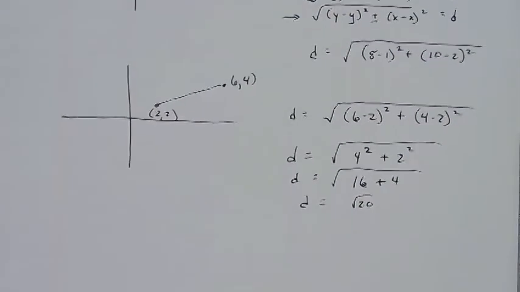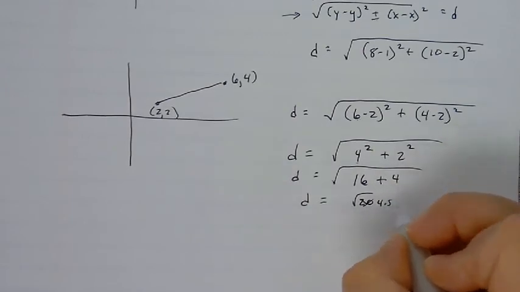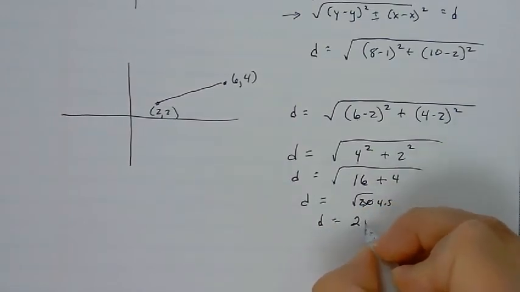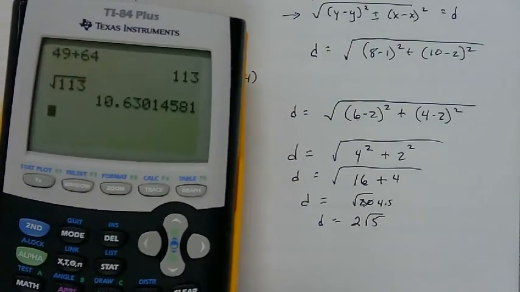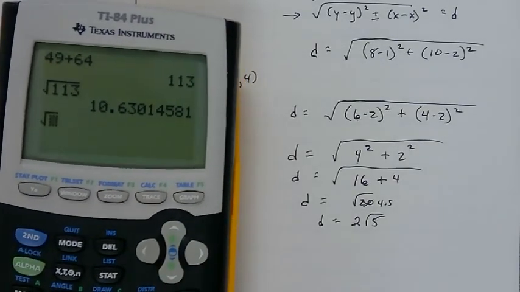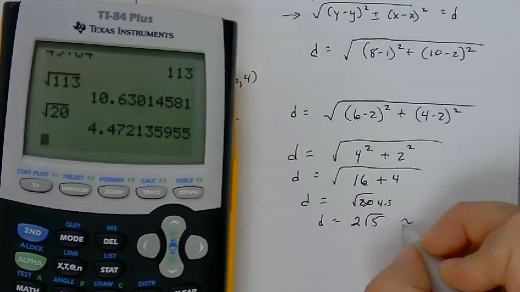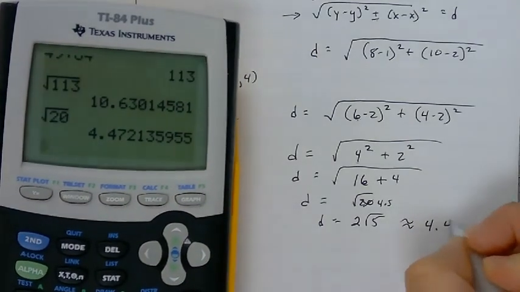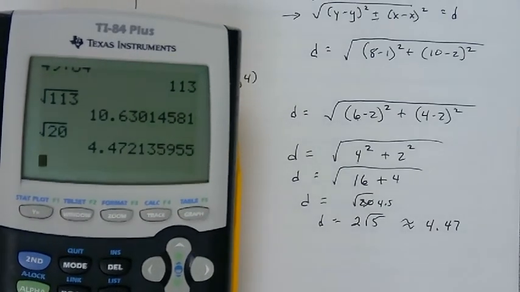If you're asked to leave your answer as a radical, I would know that 20 is 4 times 5. So distance equals 2 square roots of 5. If you're asked to find the distance using the calculator and round to the nearest tenth, I would just do the square root of 20, which is approximately 4.47 or 4.5, depending on how you're asked to round your numbers.